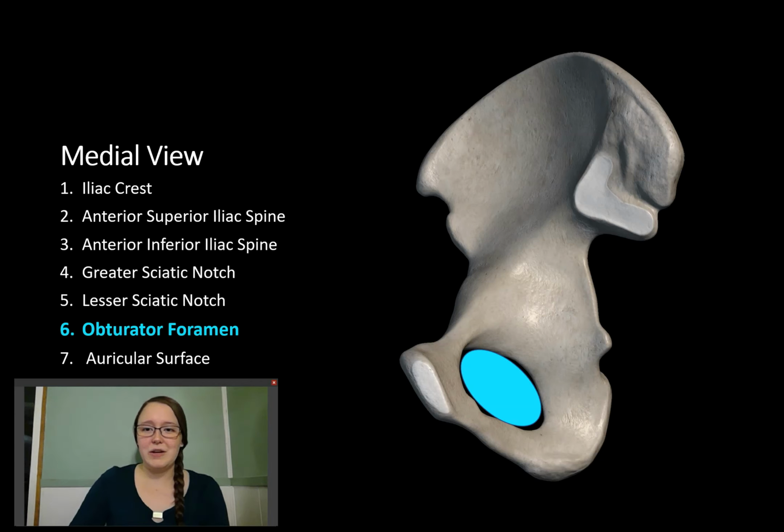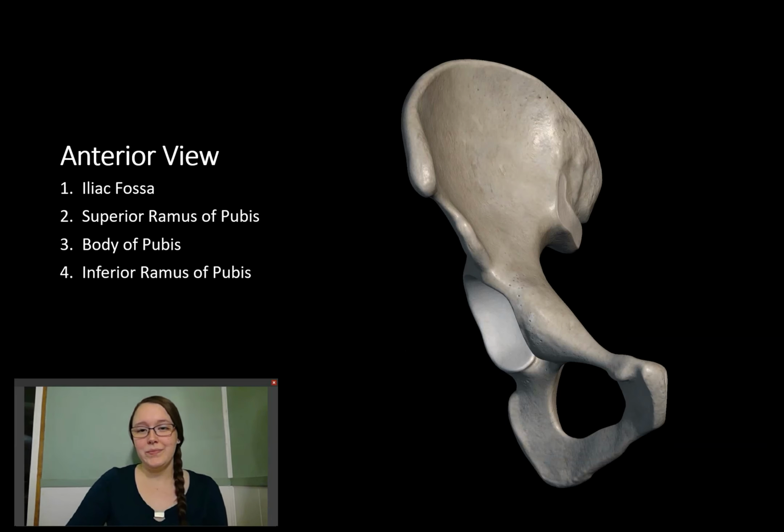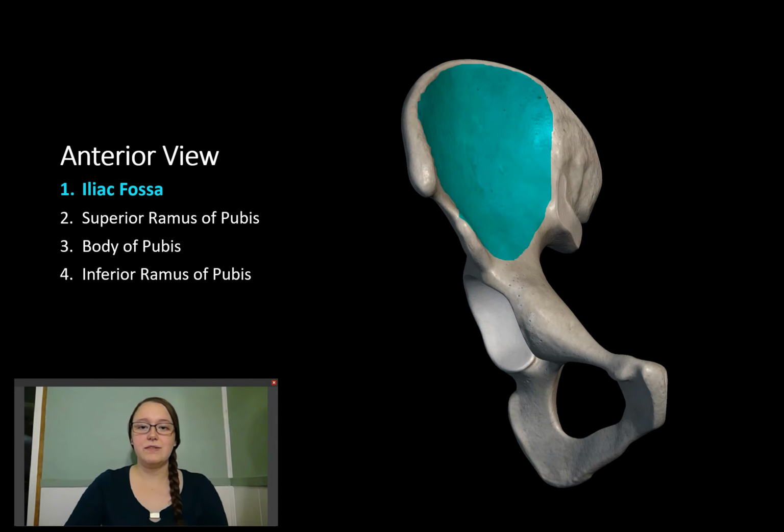On the superior side of the coxal bone is the auricular surface, which is a connective ridge, and that connects to another bone. And this is an anterior view of the right coxal bone. And a large portion of this surface is known as the iliac fossa. And as you may remember from week 1, the iliac fossa means shallow depression or hollowing, which is exactly what this is right here.